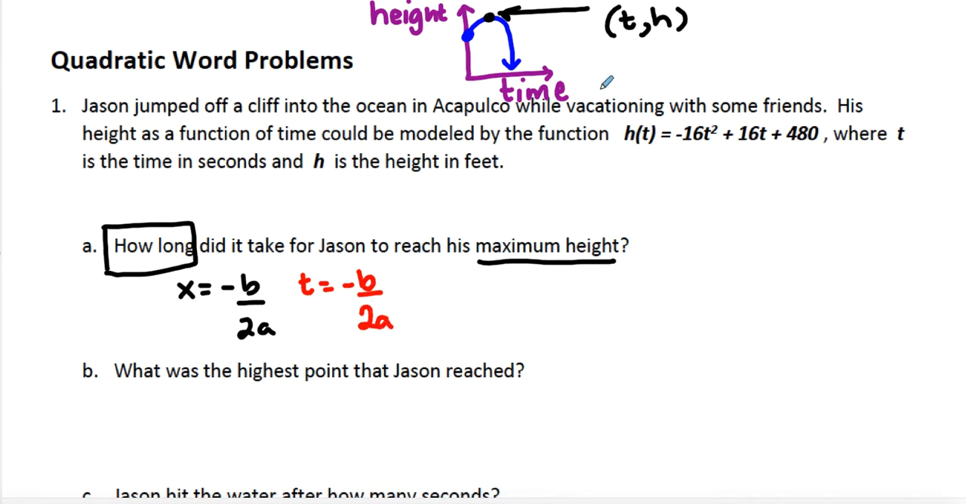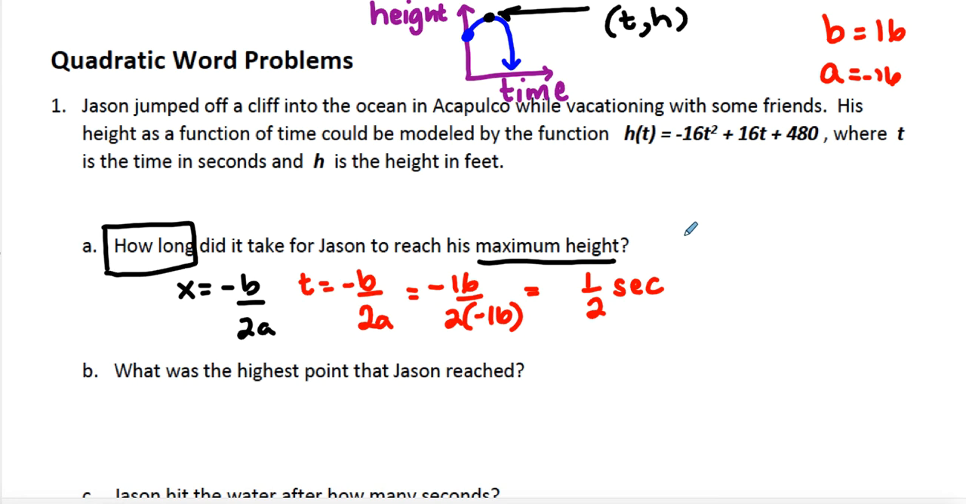All right, so our b is 16. Our a is negative 16. I'm going to plug those right in. So negative 16 all over 2 times negative 16 gives me 1/2, because it's negative 16 over negative 32, so 1/2 of a second. Okay, so how long did it take? It took a half a second for me to get up to my max height.